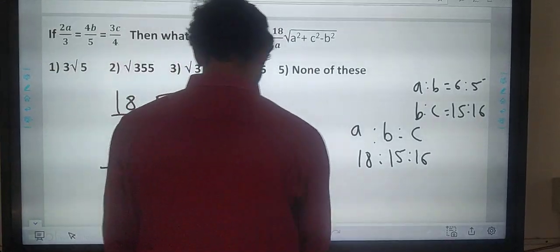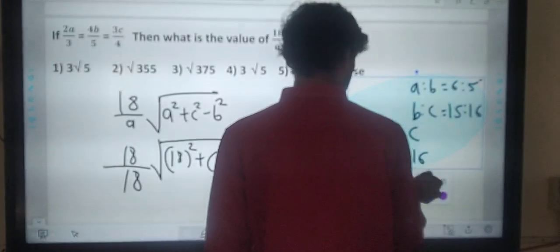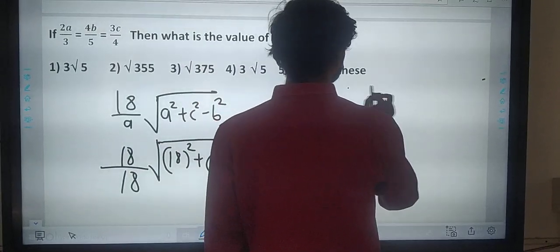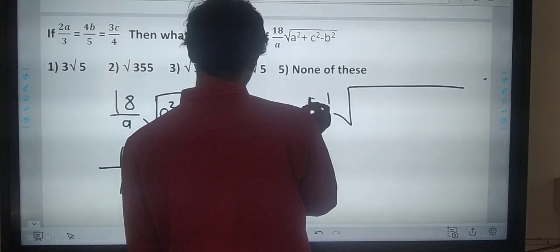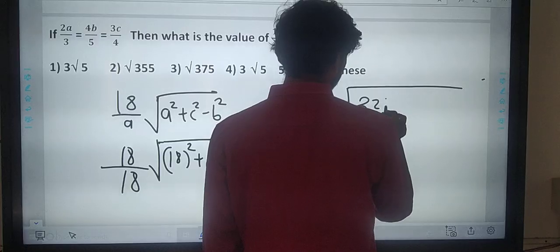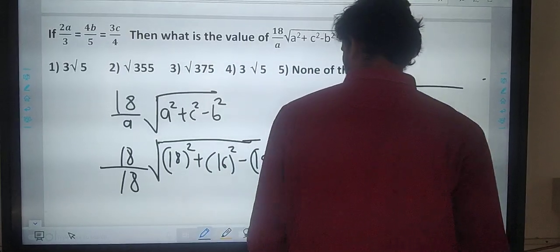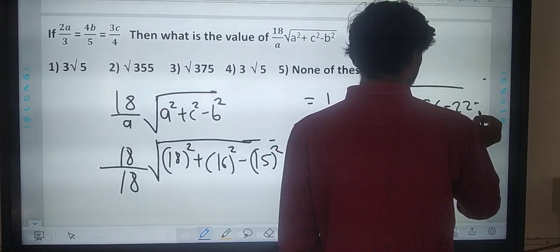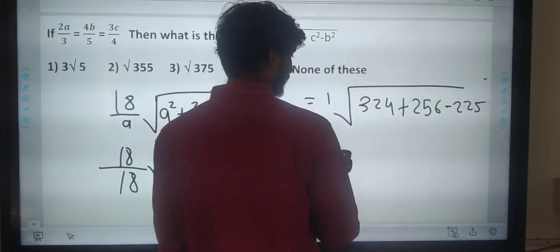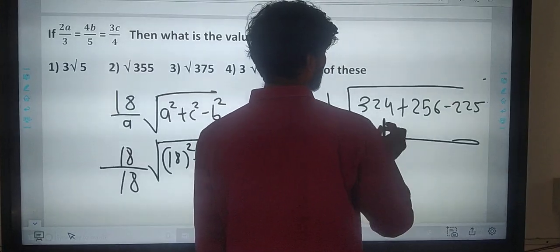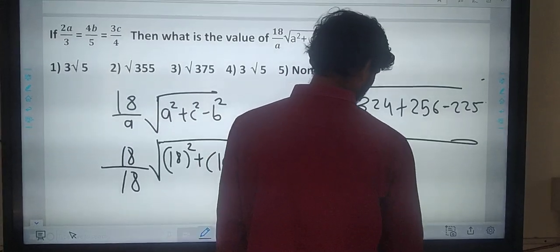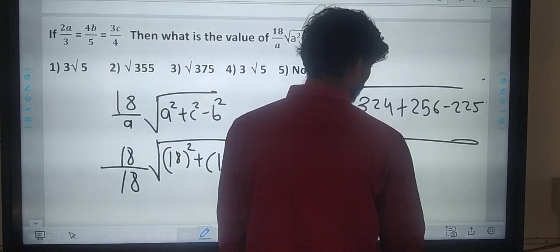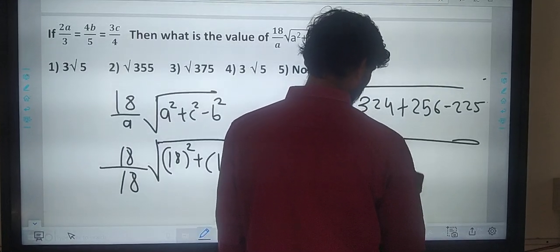Then 18 square we write here. Solve this. 18 upon 18 is 1. Then 1 into 18 square is 324. 16 square is 256. Minus 15 square is 225. Then here we get addition and subtraction. 324 plus 256.